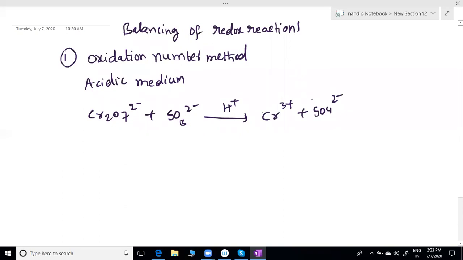Whatever the given reaction, first you have to write which is the active species participating in the reaction, which is losing electrons, which is gaining electrons. You need to identify that by writing oxidation states. Here chromium oxidation state is plus 6. I hope you know how to calculate, we have done it many times. Here plus 4. Oxygen won't change, it is generally minus 2, that is fixed. Here plus 3. Here plus 6.